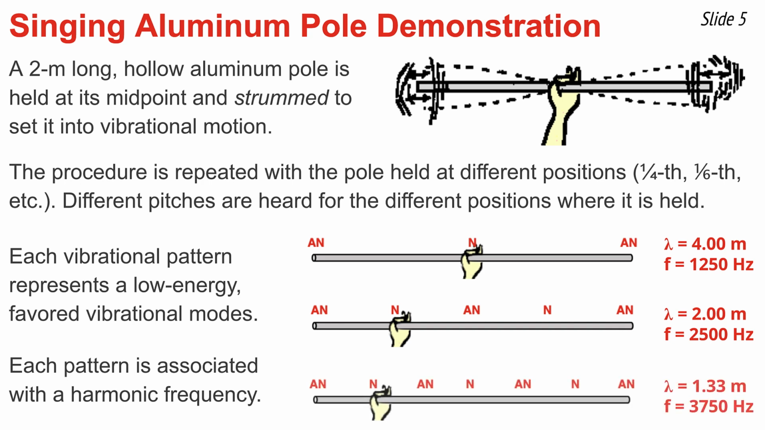Finally, let's consider holding the pole at the 1/6 location. There'd be a node at that location, and for symmetry reasons, nodes at the 3/6 and 5/6 location. There'd be antinodes in between every node and antinodes at the ends of the pole. When vibrated in this manner, the wavelength would be 1/3 the size of the first harmonic and the frequency would be 3 times higher. These frequencies listed here, the 1250, the 2500, and the 3750 Hz, are different harmonic frequencies that the pole has, and the patterns of vibrations are the harmonic patterns of vibration.